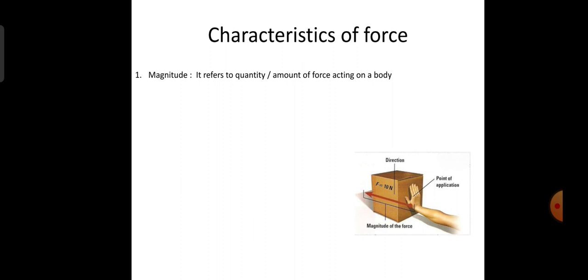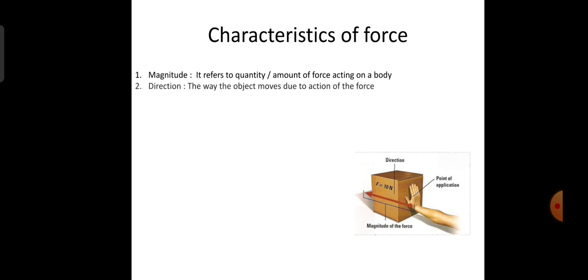First one is called magnitude. Here a box is subjected to a force of 10 Newton. So 10 Newton is the amount or quantity of force acting on the body. That is the first characteristic of the force. How much is the amount of force which is acting on the body to change its state from rest to motion or motion to rest? That is called magnitude, the quantity.